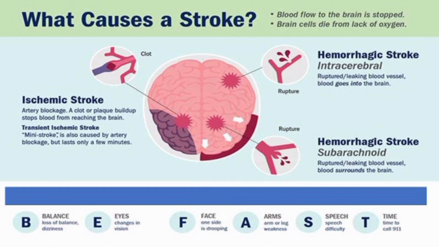And another one is hemorrhagic stroke. In hemorrhagic stroke we can see intracranial or subarachnoid bleed. In an intracranial bleed, ruptured or leaking blood vessels let blood go into the brain. Even in a subarachnoid hemorrhage, ruptured or leaking blood vessels cause blood to surround the brain. So in this image you can understand.